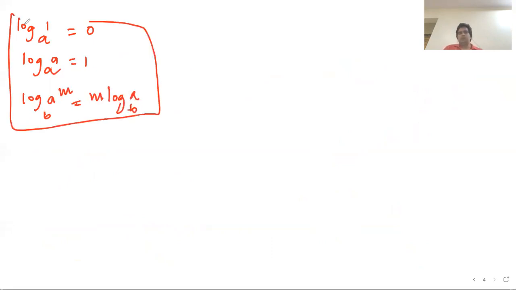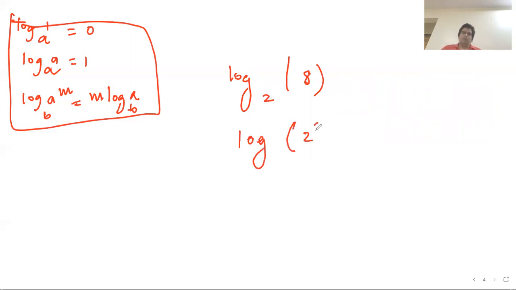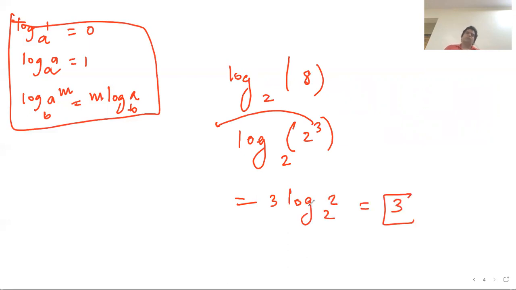I'm going to work on some sums on this. So first one: let's say I wanted to find the value of log 8 to the base 2. Log 8 can be written as log 2 cubed to the base 2. Now the 3 can be brought down, so it's 3 log 2 to the base 2. The answer is 3, because log 2 to the base 2 is 1 because of this property.